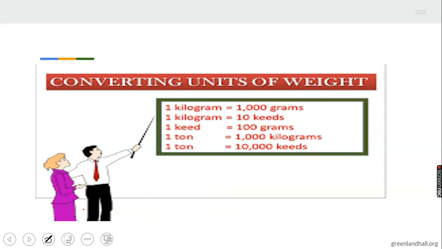Okay, take note of this. 1 kilogram is 1000 grams. And 1 kilogram also means 10 kids. 1 kid is 100 grams. 1 ton is 1000 kilograms. And 1 ton is also 10,000 kids. Take note of that.